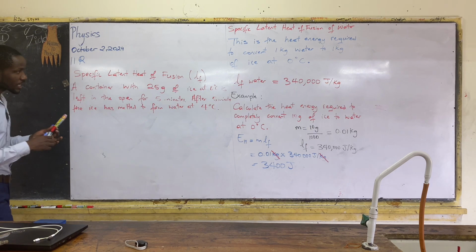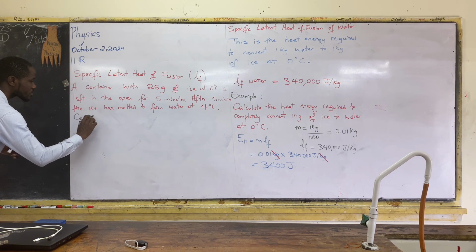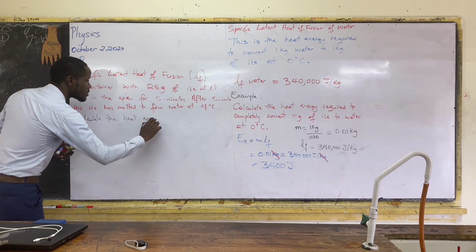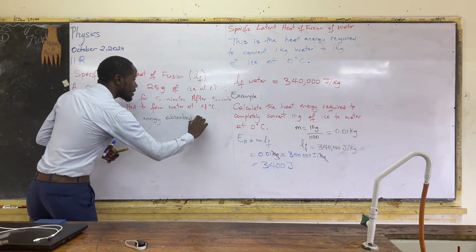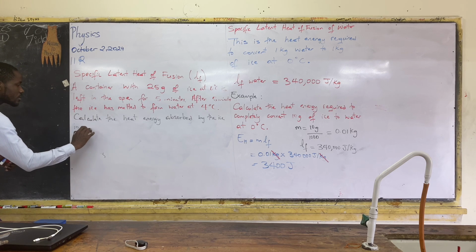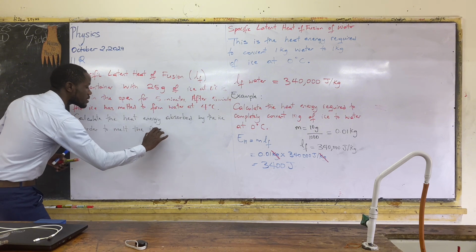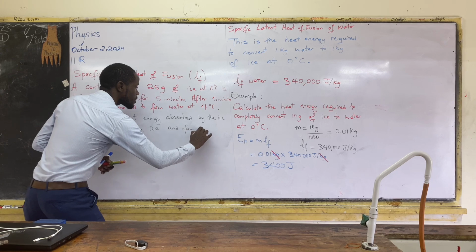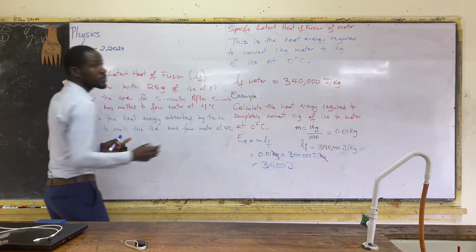And then we're going to say, calculate the heat energy absorbed by the ice in order to melt the ice and form water at 4 degrees Celsius. So this is our scenario.